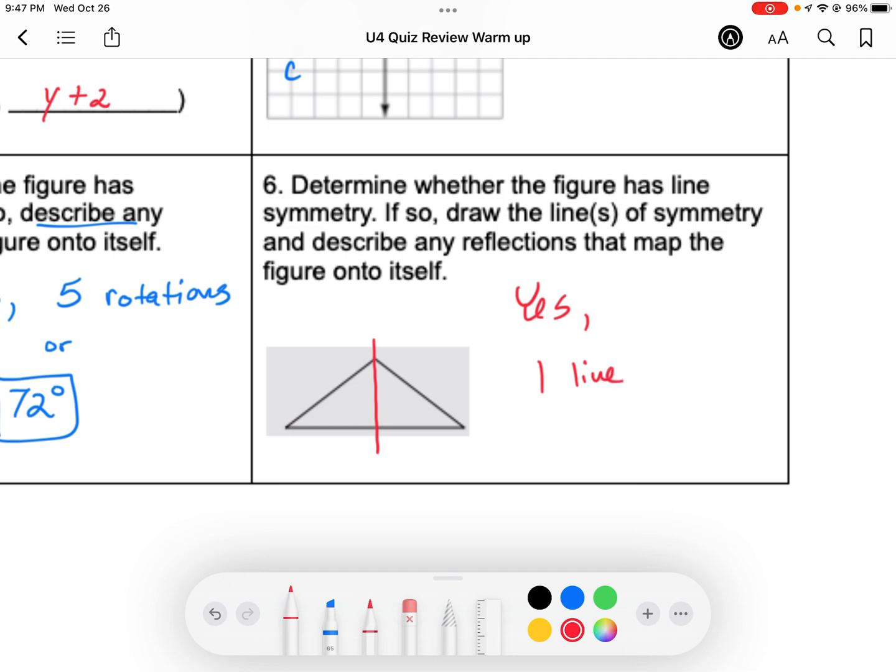Now, other figures might have more than one line of symmetry. Okay, there could be 2, 3, 4. It just depends on how many you could draw, where reflecting it over that line makes it look exactly the same.